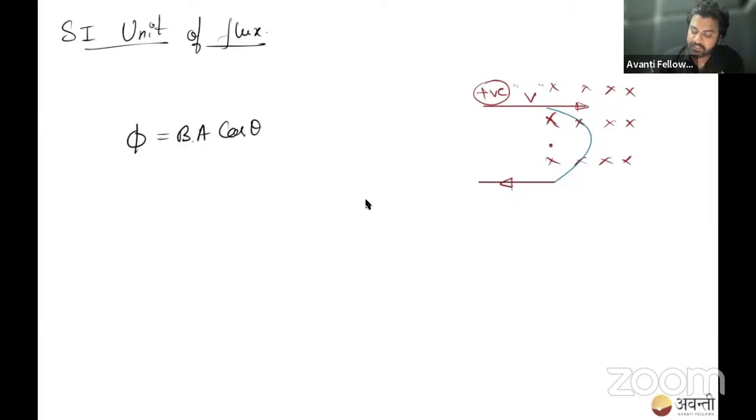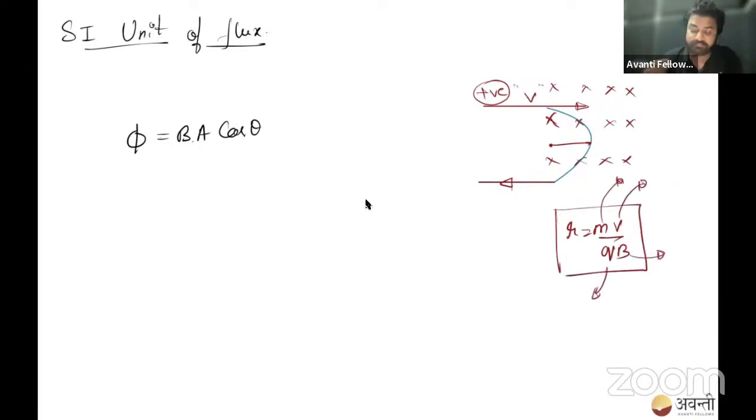The radius of this circle, do you remember, is r equal to mv by qB, where m is the mass of the particle, v is the velocity of the particle, q is the charge on the particle, and B is the magnetic field. With the help of this only we are going to find the SI unit of flux. As we have studied, phi is equal to BA cos theta. Cos theta is unitless. So B dot A has the unit of L square. Now, first of all, we will find dimensions. To find B, we can use this formula.